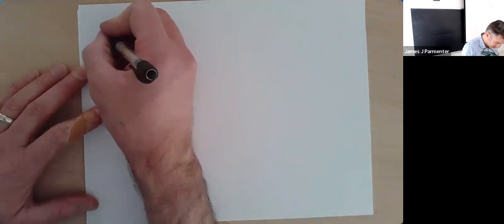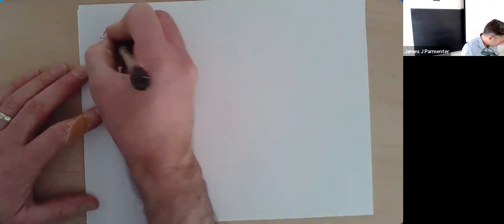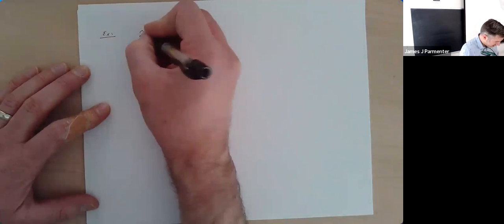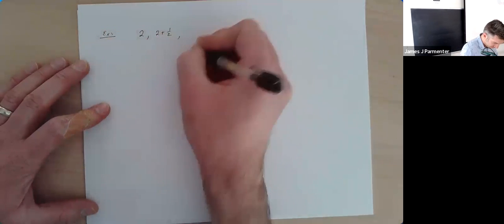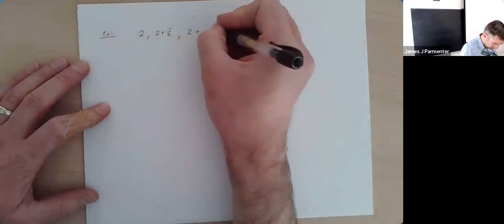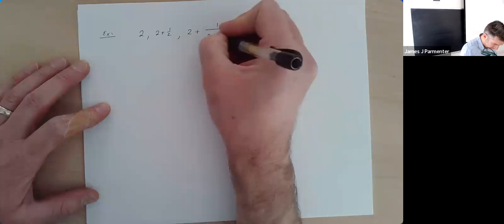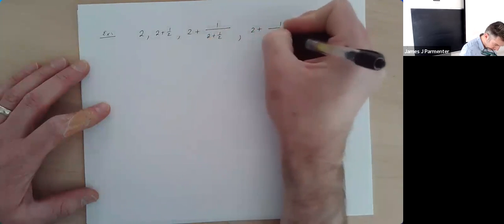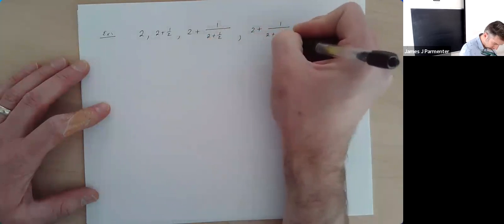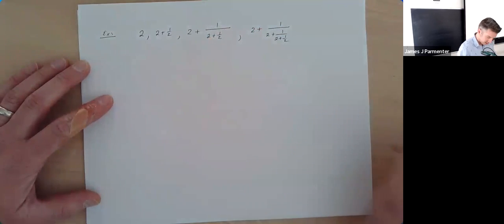Let's look at the sequence. Here are the terms of the sequence: 2 plus 1/2, 2 plus 1 over 2 plus 1/2, 2 plus 1 over 2 plus 1 over 2 plus 1 over 2, and on and on and on.